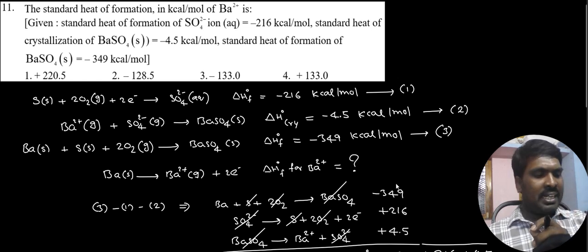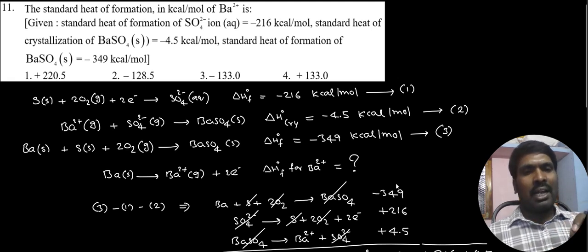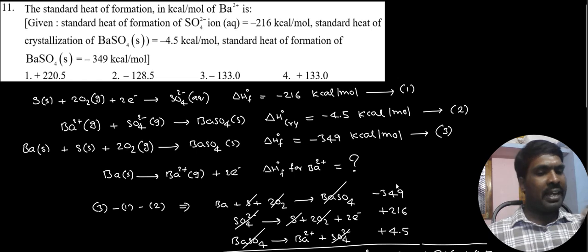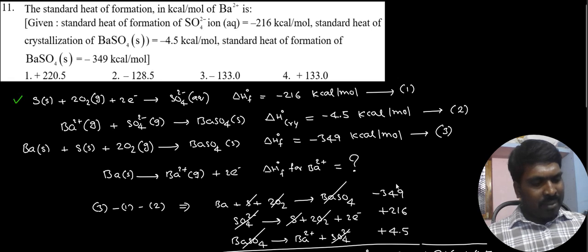What is the definition of standard heat of formation? One mole of compound obtained from its standard stable atomic or elemental form, then that reaction is known as standard heat of formation of a substance. So now here sulfur atomic form means standard form, solid. Oxygen in gas standard form plus 2 electrons giving rise to sulfate, and its value minus 216 kilocalorie per mole.